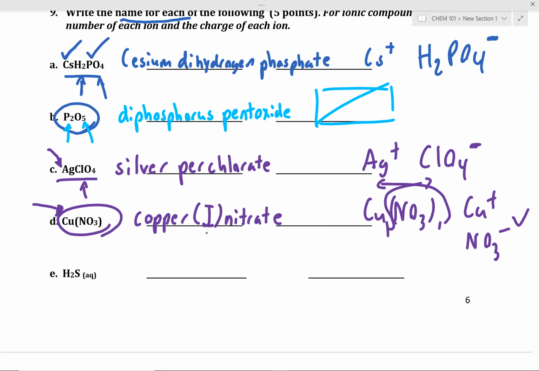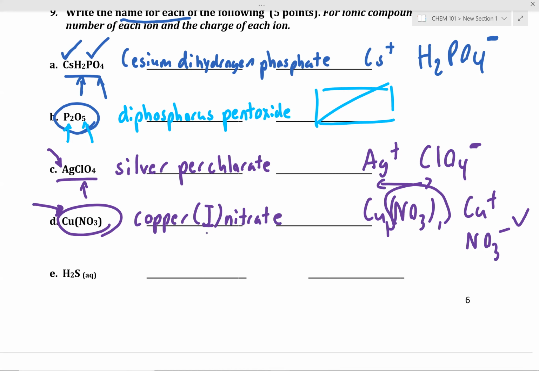For silver perchlorate, is it necessary to put the Roman numeral 1? No, you actually do not, because it's a fixed charge transition metal. You only put the Roman numeral if it's not a fixed charge. Yes. Any other questions on this?